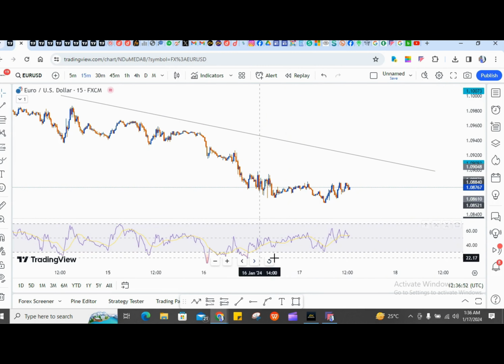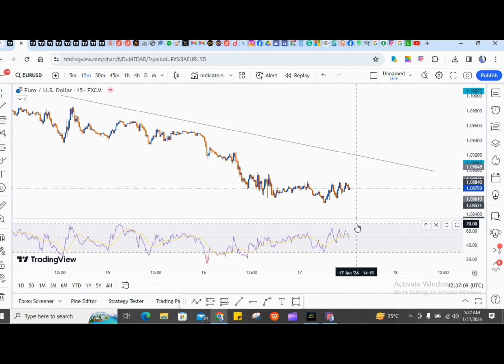All right, so you'll be waiting again. If your candlestick doesn't touch 70 and above, don't take a sell. Let's say for instance, we are waiting for this candlestick to touch 70 here and above. If it's 70 we are using, as you can see, it's showing 70 here on the right-hand side.